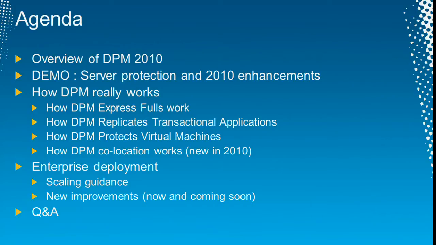I'm going to try to explain to you how DPM express works, and I'm hoping I'll succeed in that. We're going to talk about how DPM replicates transactional applications. We're going to see how it works when we're talking about protecting virtual machines. We're going to also talk about colocation, and that's a pretty cool new feature in DPM 2010. Something you're really, really going to love if you're having a lot of data sources to protect.